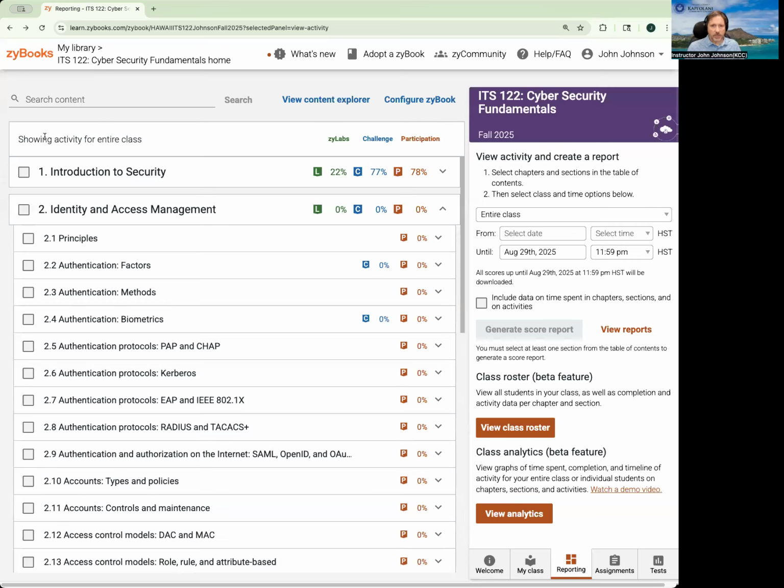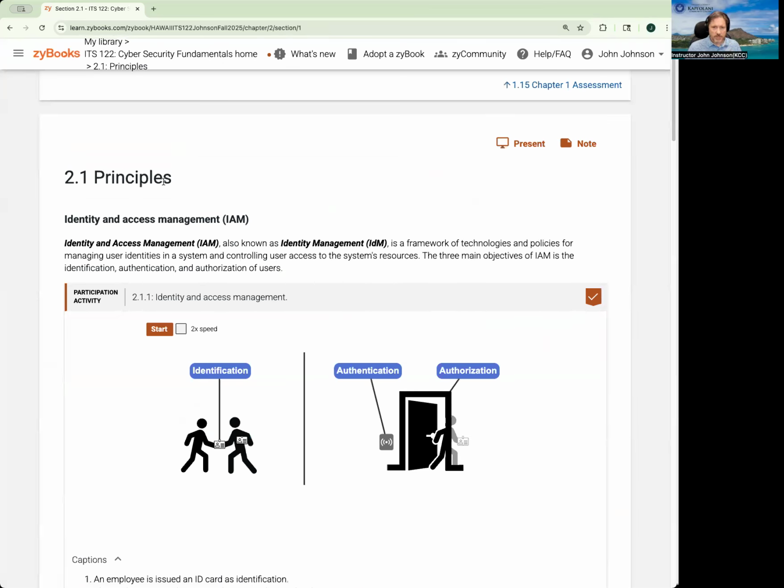Aloha and welcome. We're now moving from chapter one into chapter two. We're going to be discussing identity and access management. So, the first thing that comes up in identity and access management is principles. So, we're going to go ahead and open up our text here. And we're looking now at our principles section.